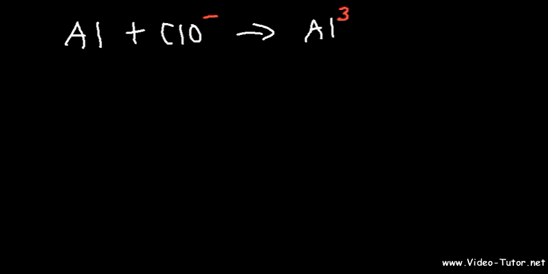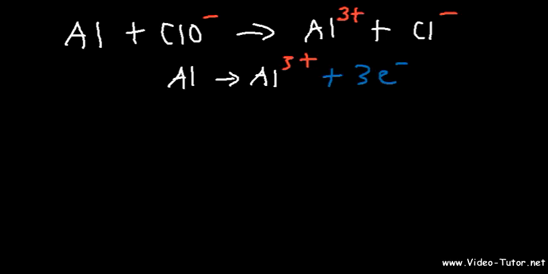Let's try another one under acidic conditions. Okay, feel free to pause the video and try this example. So let's begin. Let's start with aluminum. All we need to do is add 3 electrons to balance the charge. And that's it for that half reaction. Next, let's look at hypochlorite.